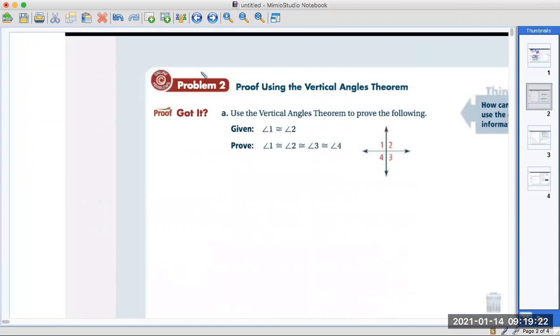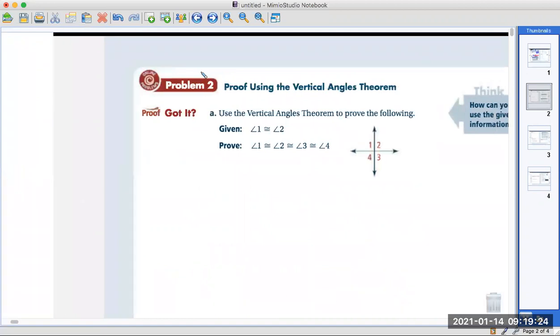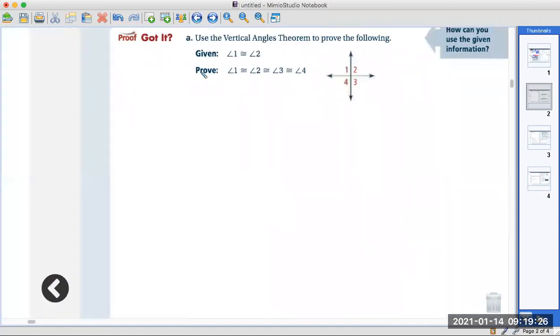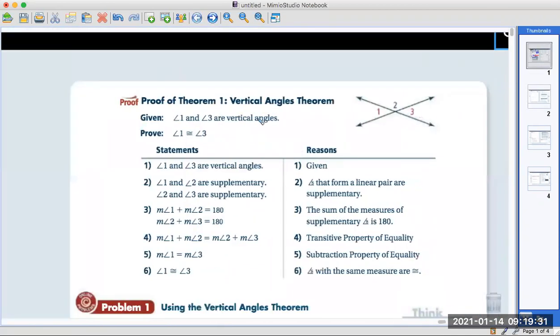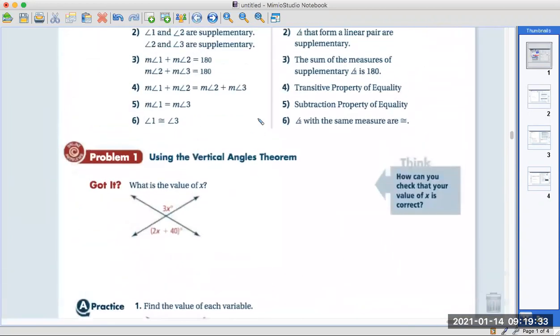So on the next page, we are skipping, wait, where are we? Wait. Yeah, we're on this page. So we're on page 49 on the top.